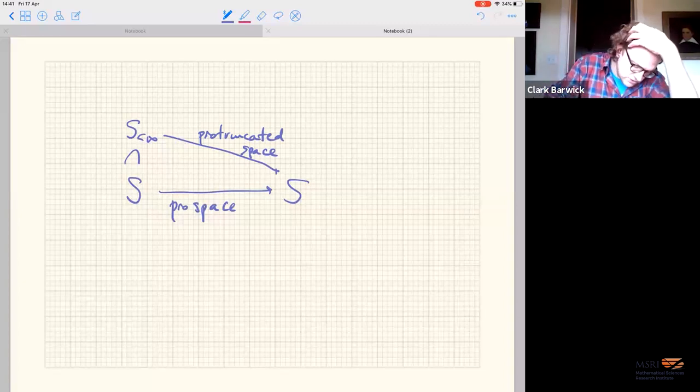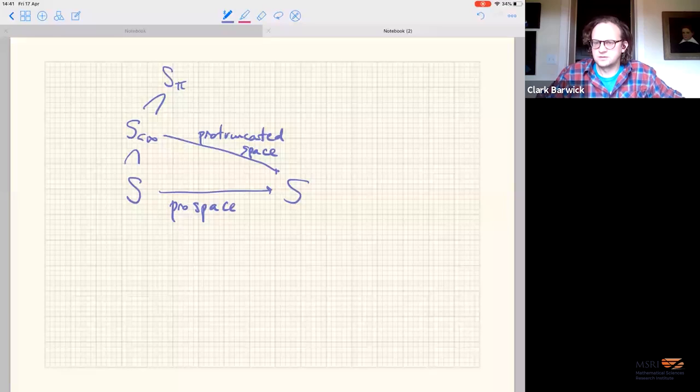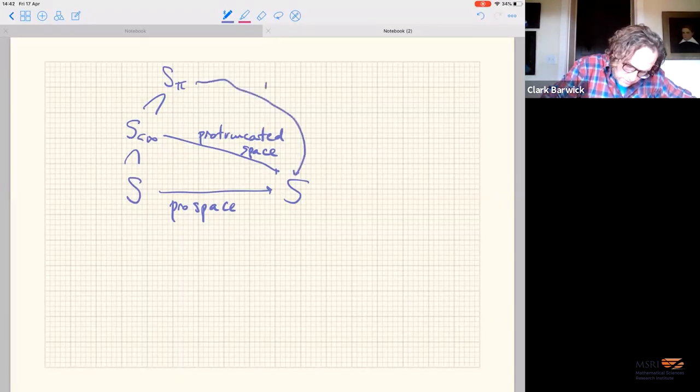You could do something even smaller. You could look at the pi finite spaces. These are the spaces that are truncated and their homotopy groups or sets are all finite, right? So these are the pi finite spaces. And this gives you a profinite space.